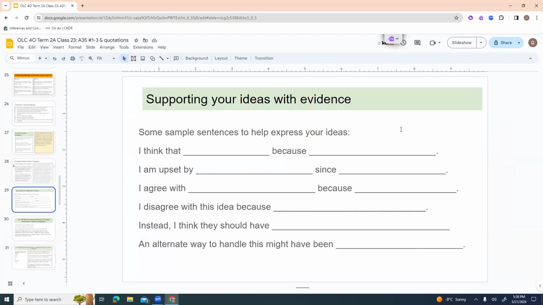So, some sample sentences that help support your ideas. Here are some examples of how they might get phrased, okay? Because sometimes it can be hard to get started. I think that something because, and you give your reason. I am upset by something since, and you'd explain your reason. I agree with something because, and you tell me your reasons. I disagree with this idea because, and give me your argument. Instead, I think they should have, and you give me your alternate idea. An alternate way to handle this might have been, and again, give me your creative idea there.